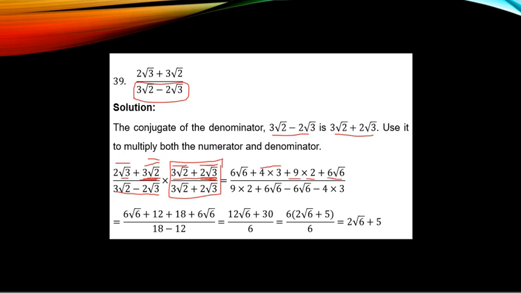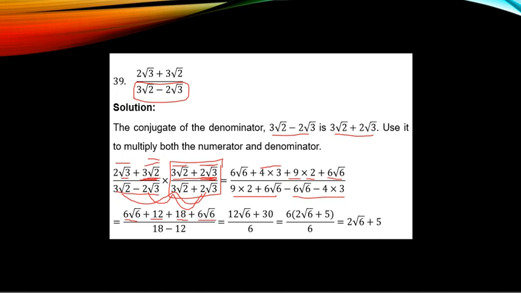For the denominator, first term times first term and second term, you have this result if you check it properly. Then second term times first and second term, you have these two results. So you must take note of the signs. So you have 6 root 6, that's the first term of the numerator. 4 times 3 is 12. 9 times 2 is 18. Then 6 root 6, the last term of the numerator.